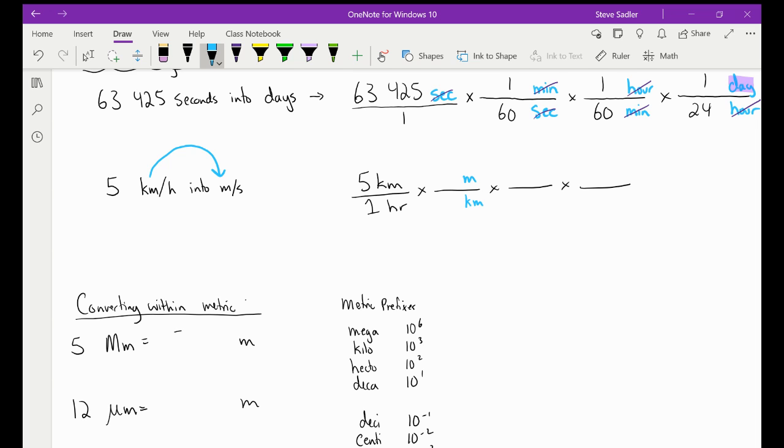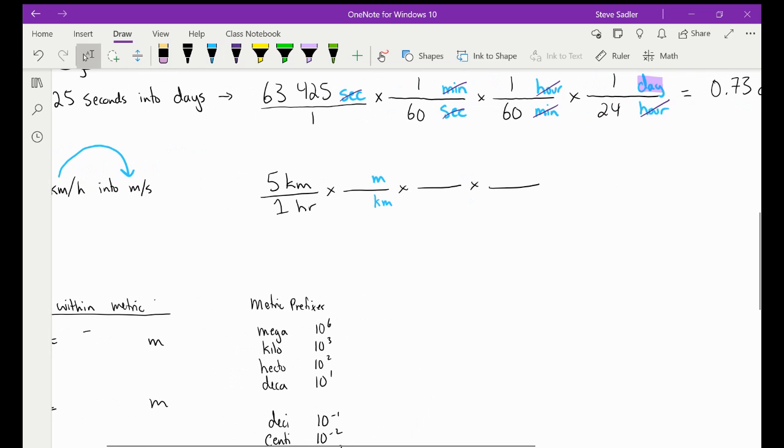So I've dealt with the kilometers and meters. Now I want to deal with the hours and seconds. So I'm trying to turn hours into seconds. You'll get used to knowing how many seconds are in an hour. But until then, what you can do is say, well, I have hours in the bottom here, so I need to put hours in the top. And I know how many minutes are in an hour, so let's use minutes for now. And I want to get rid of that minutes and convert that into seconds, because in the end, I want seconds, not minutes. So if I have minutes in the bottom, I'll put a minute in the top and a second in the bottom.